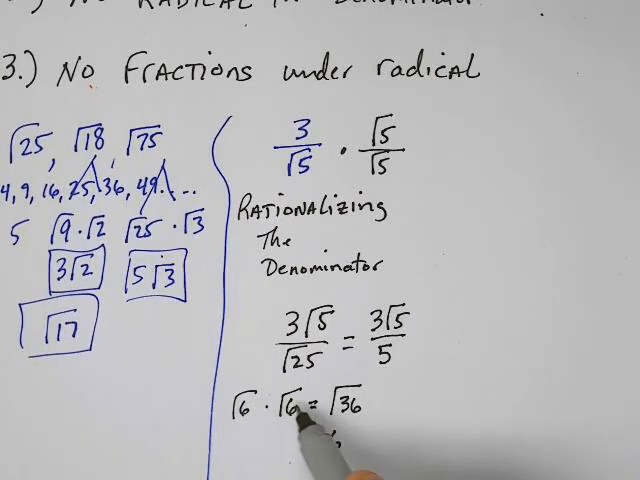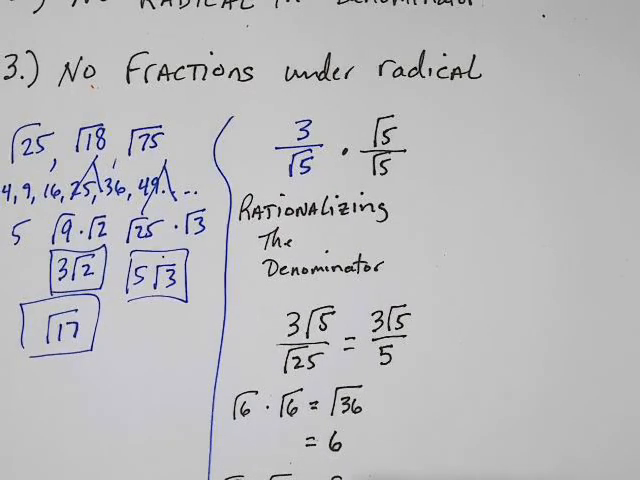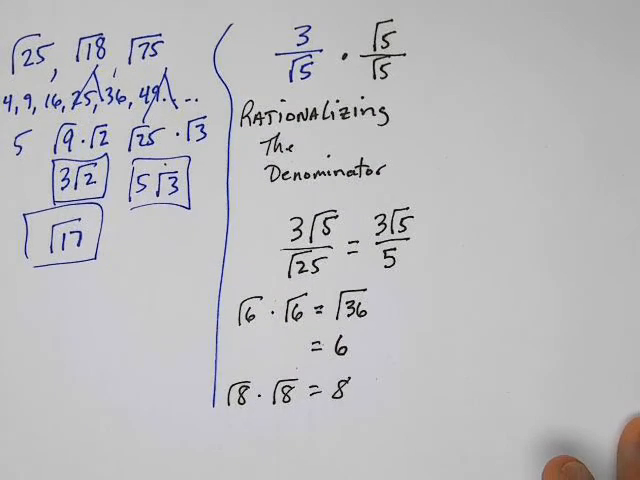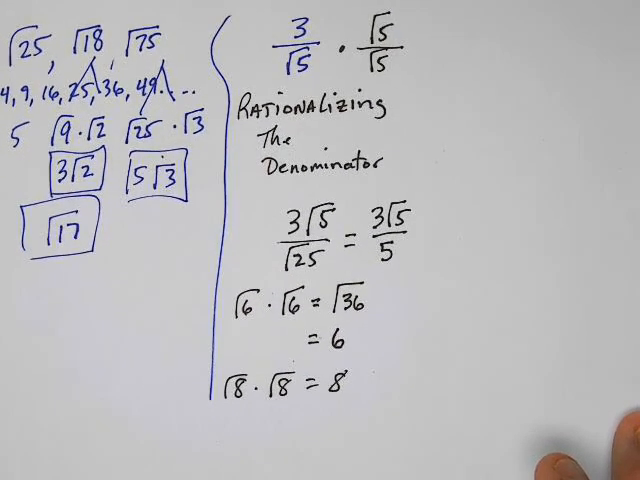The square root of a number times the square root of the same number is that number without the square root sign. The square root of 8 times the square root of 8 is 8. Always, always, always. That's why it works. Let's do another one.